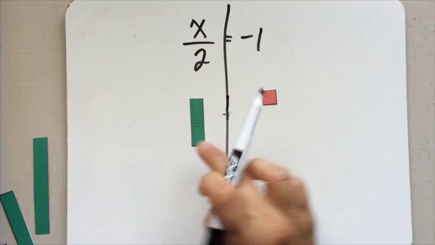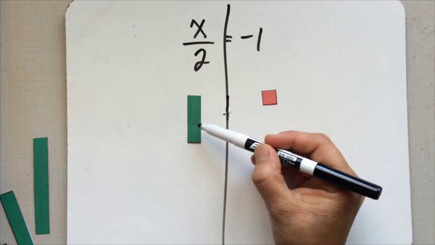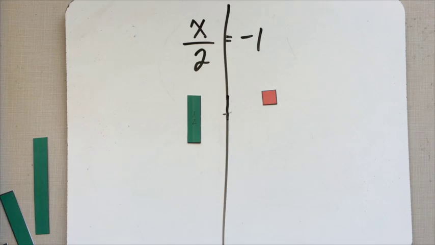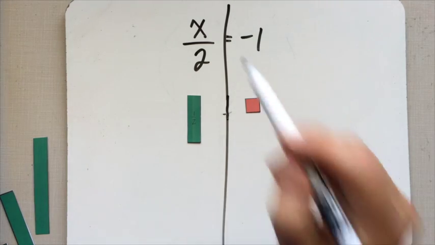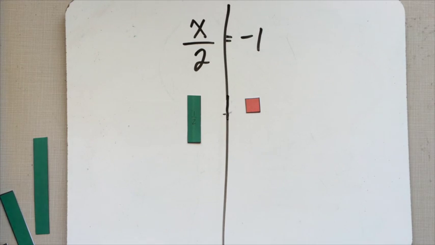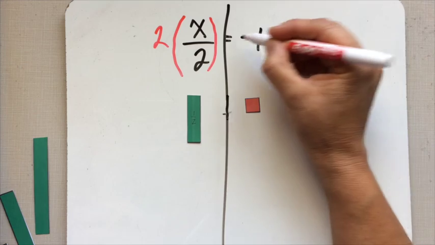Okay, x divided by 2, that's a half of an x. So I got my half of an x right here, and I've labeled it a half so I don't confuse it with my thirds. And over here, I've got -1. So half of an x equals a -1. I want a whole x. I want to undo dividing by 2. I'm going to use the inverse of dividing, and I'm going to multiply.